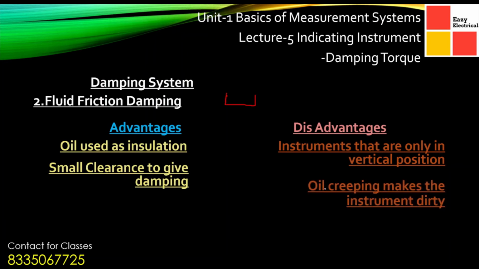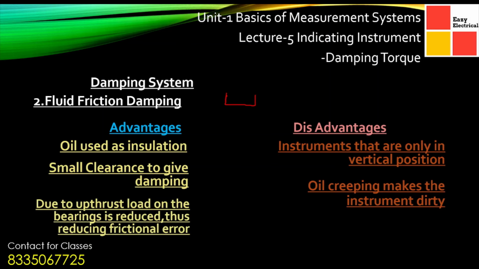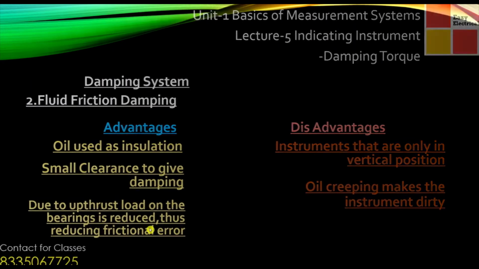There is another issue of the oil creeping through the instrument. Oil generally creeps out, and because of that the instruments become dirty. One advantage we can add here as well: due to the upthrust, the load on the bearings is reduced, thus reducing the frictional error. Due to the upthrust, the liquids provide upthrust to the moving vane, and it will reduce the frictional error. It will not increase the frictional error, rather it will reduce it.